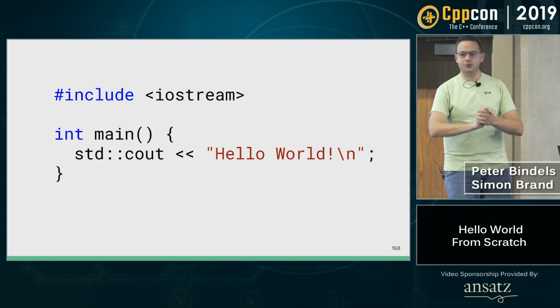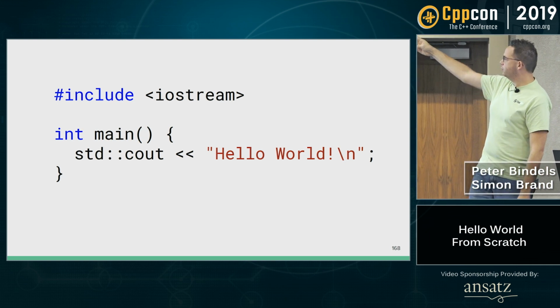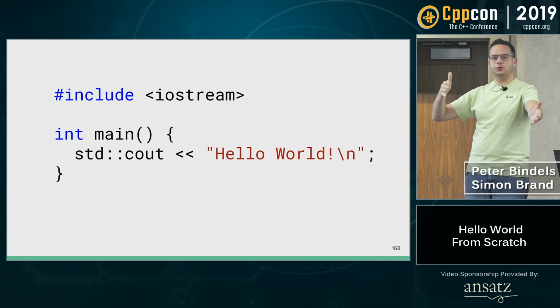Excellent. Let's go. So, hello world in C++. We have std::cout because we need cout. We have iostream included because we need that, and we shove hello world into it.